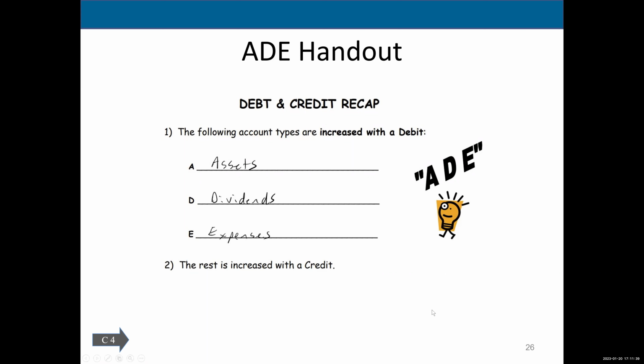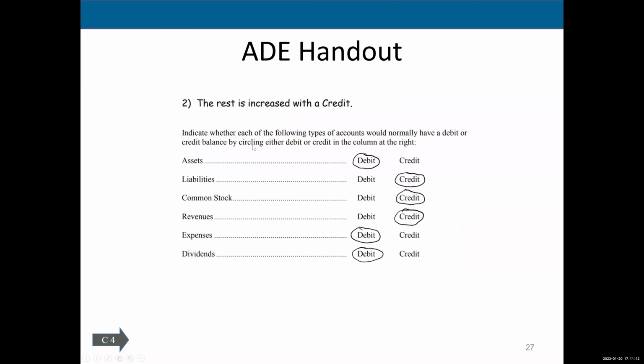Okay, let's see if you got it. Indicate whether each of the following types of accounts would normally have a debit or credit balance by circling either the debit or credit. When I say normal balance, I'm saying what side does it increase on? Normal balance just means what side it increases on. Let's go through these. Assets. Is that part of ADE? Yes, it is. It's a debit. Liabilities. Is that part of ADE? No, it's a credit.